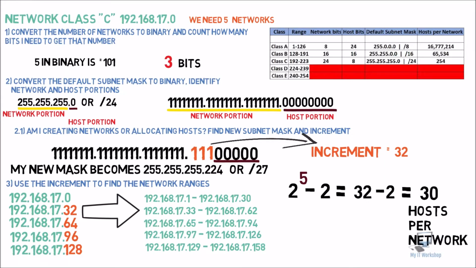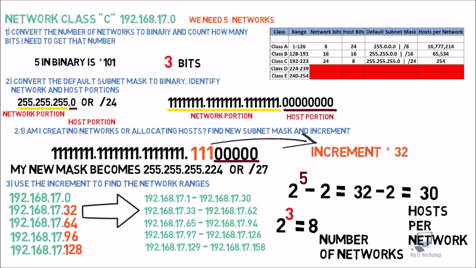What we need now is the number of networks that we never calculated. In order for us to calculate the number of networks, it's a very easy calculation. It's 2 to the power of 3. Those are the 3 bits we have reserved or found in the first step, which is equal to 8. So we have 8 new networks that we need to accommodate.